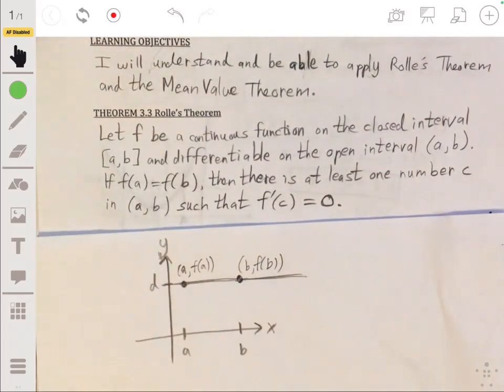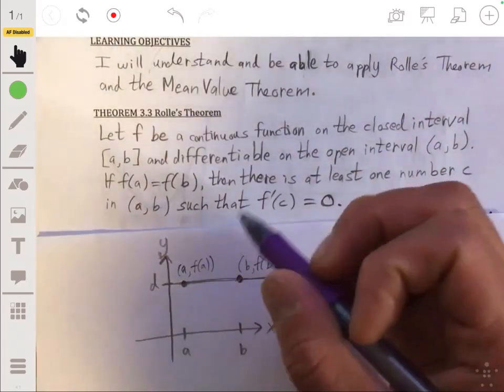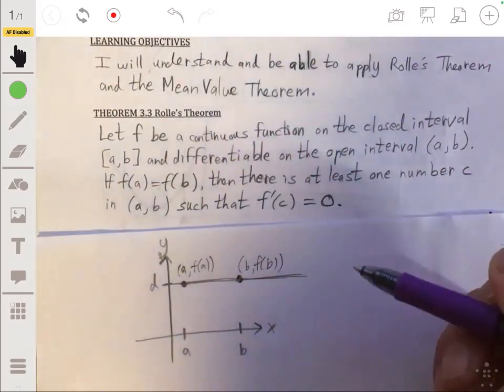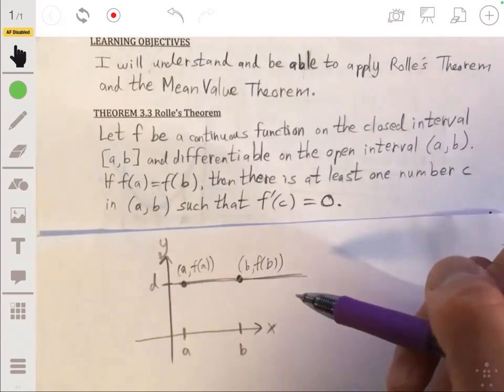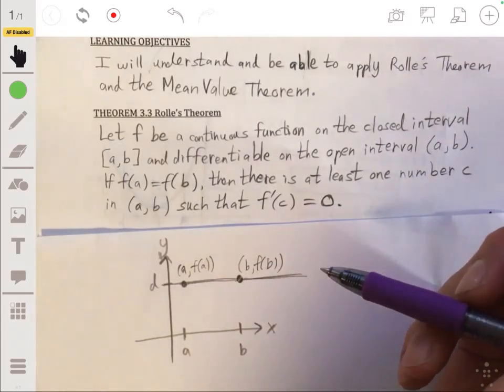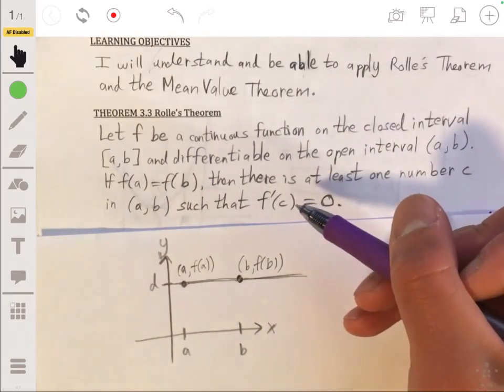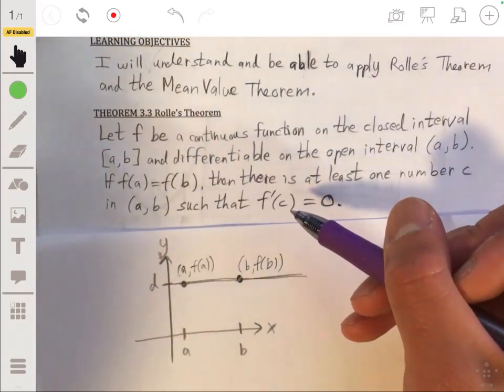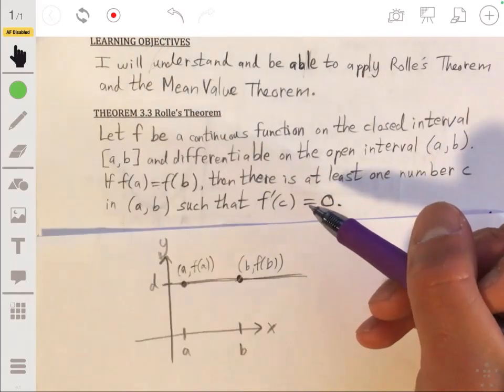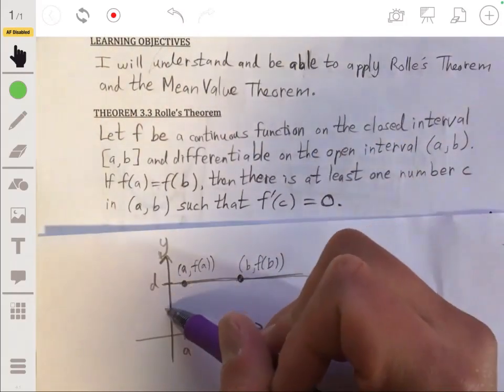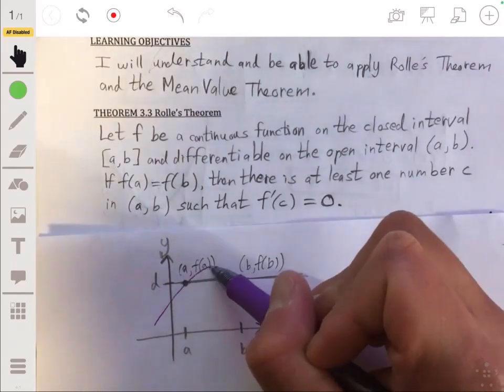So if I draw a function with the same endpoints, it's saying that I have to find a point between a and b where there's going to be a horizontal tangent line, because that's what f prime of that number being 0 means. So let me draw a function that does this.